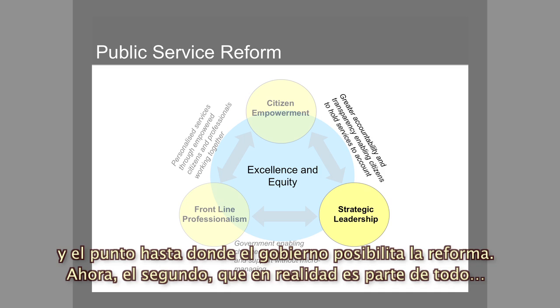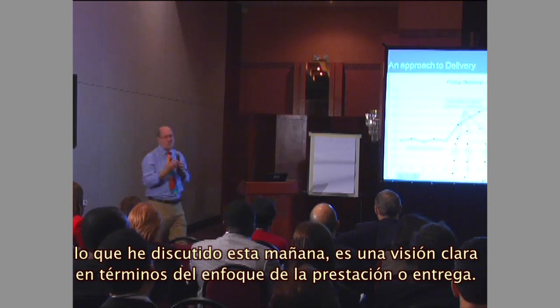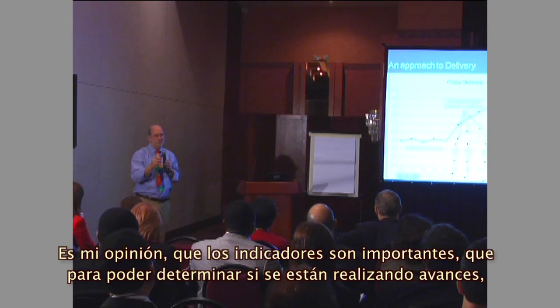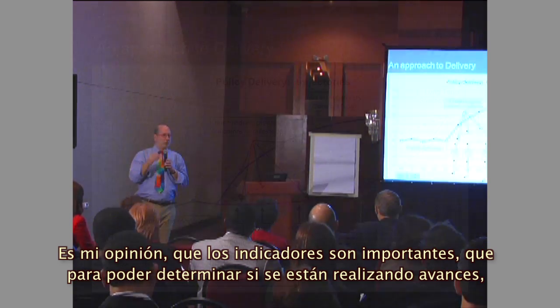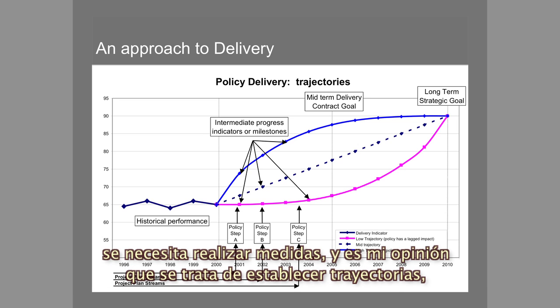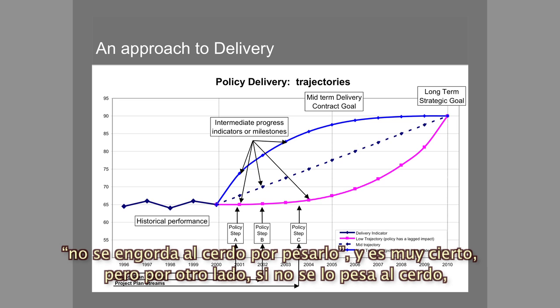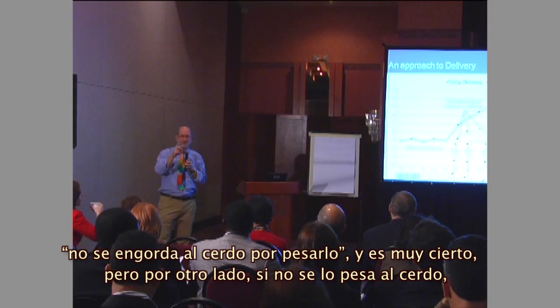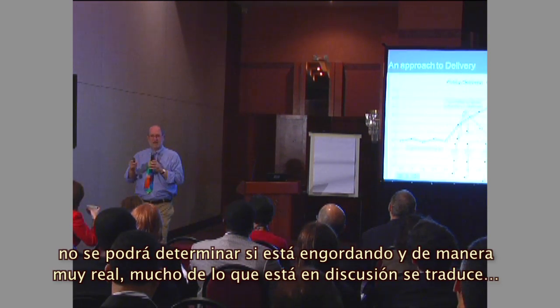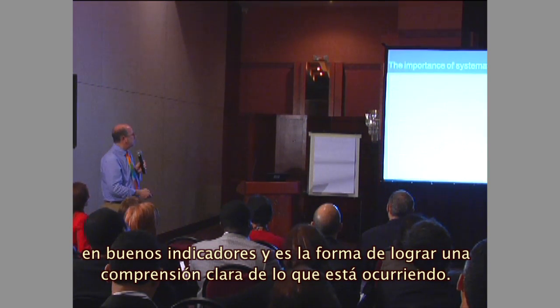Now the second, which again is embedded in everything that I'll be talking about this morning and tomorrow, is a clear view in terms of an approach to delivery. It is my view that metrics matter. That in order to know whether or not you're making progress, you need to measure it. And in my view, that's as much about setting trajectories in terms of the progress that you're making on each of your programs. Now, there's an argument that says, you don't fatten the pig by weighing it. And that's very true. On the other hand, if you don't weigh it, you don't know if it's getting fatter. And so in a very real sense, a lot of what I'll be talking about is predicated on good metrics and a real understanding of what's happening out there.